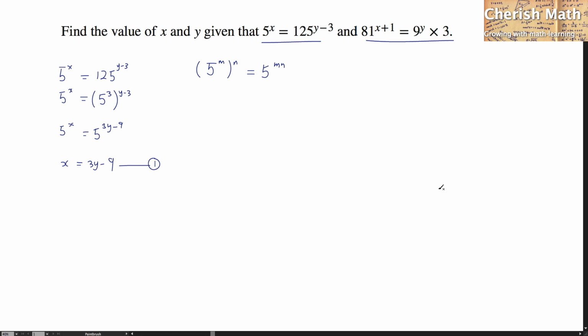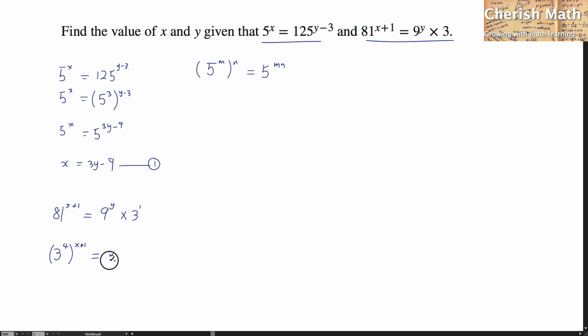For the second part of the solution, we're going to pick up this equation: 81 to the power of x plus 1 is equal to 9 to the power of y multiplied by 3, and 3 here is in fact to the power of 1. What is the value of 81 in the form of power? 3 to the power of 4 is the same as 81. On top of that, x plus 1 is the power.